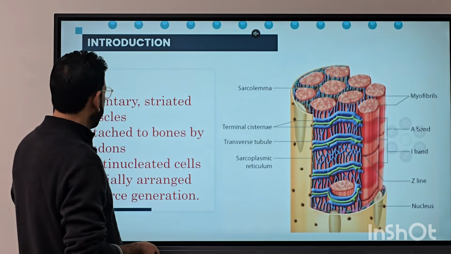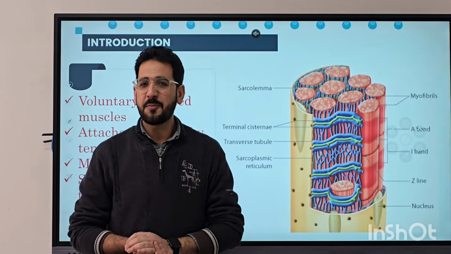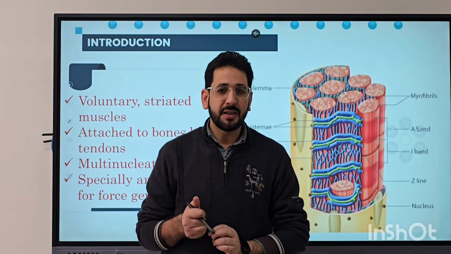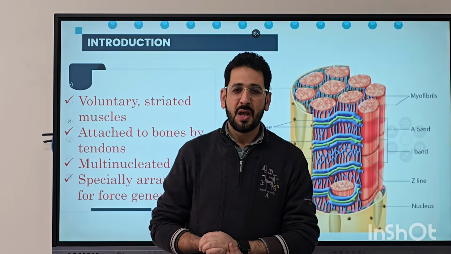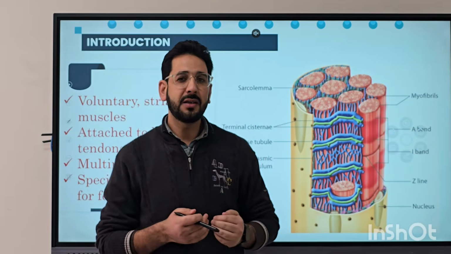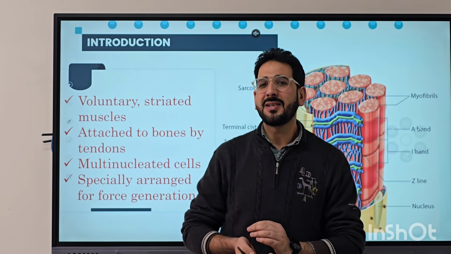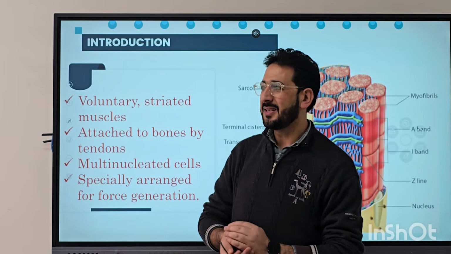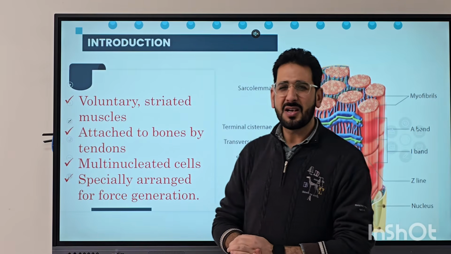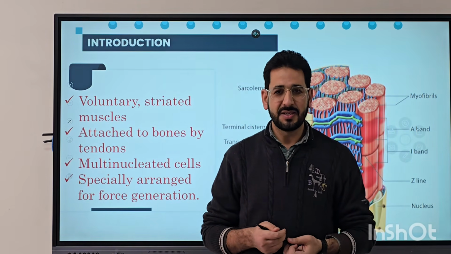Now, in the introduction, we all know that we have three types of muscles present in our body. We have the skeletal muscle, we have the cardiac muscle, we have the smooth muscles. Cardiac muscle is present in the heart, and the smooth muscles are present in the visceral organs, the internal body organs, and then the skeletal muscles are attached to our skeleton, to our bones.